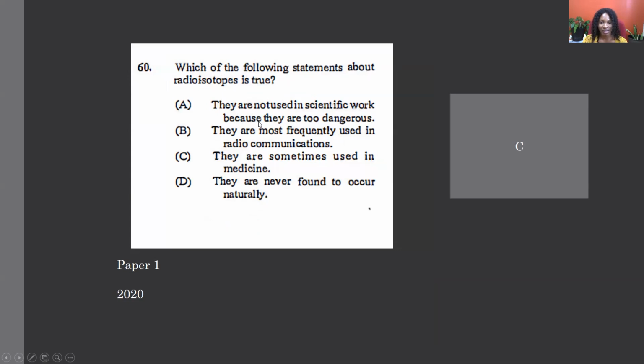Earlier, we would have said that radioactivity is commonly used in medicine in terms of we use them for cancer research and we use them in terms of x-rays. So the answer here would have to be C. It says they are sometimes used in medicine. All right, so don't be fooled whenever they're putting close answers there. It says that they are not used in scientific work at all because they're too dangerous, which is not true. So the answer would have to be C.